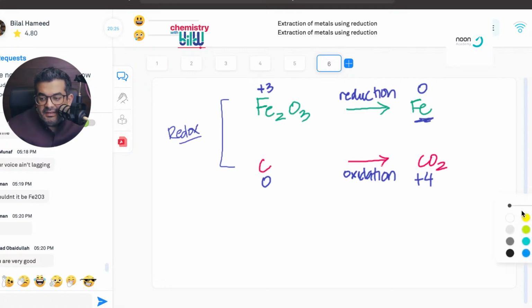Okay, it is redox. But carbon got oxidized, iron got reduced. This is the general case of the extraction of metals. And by the way, you don't have to limit this to iron. If you remember, why did I mention this with the reactivity series?